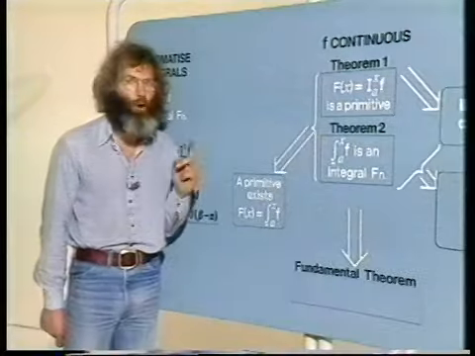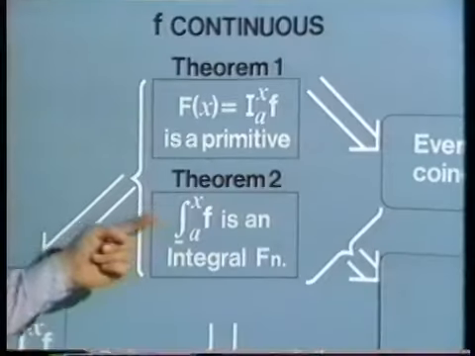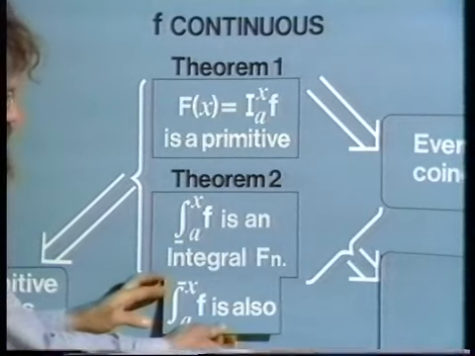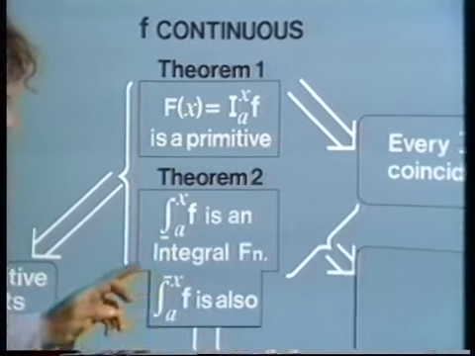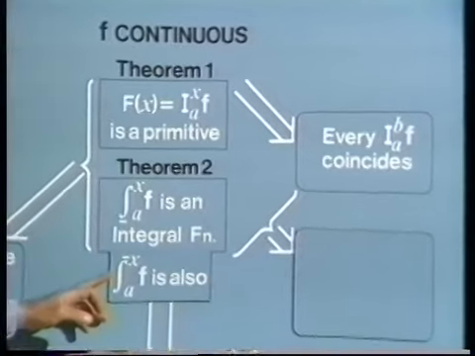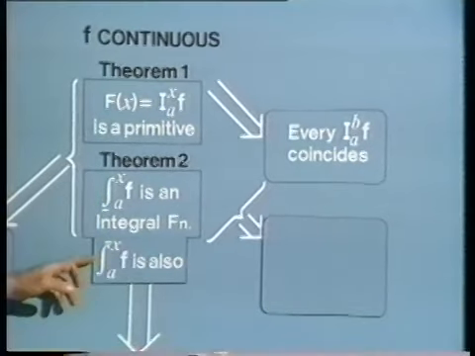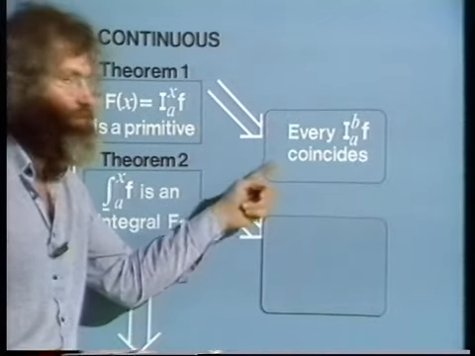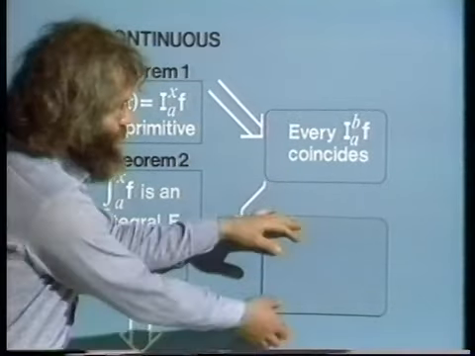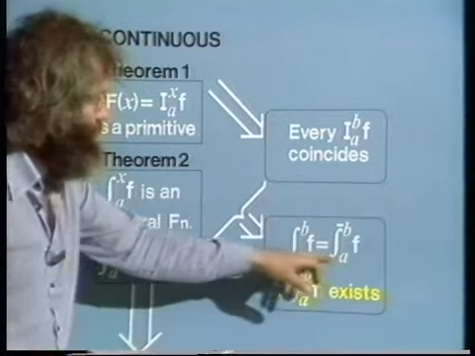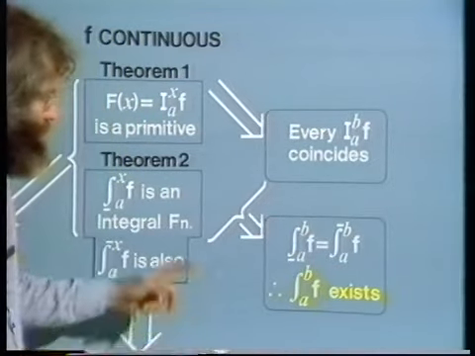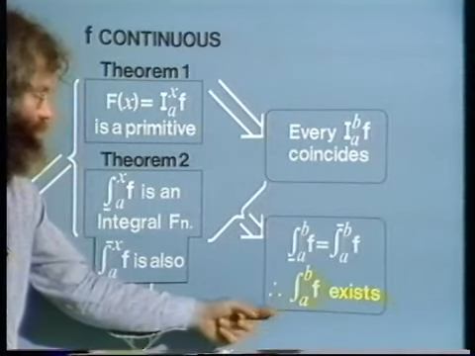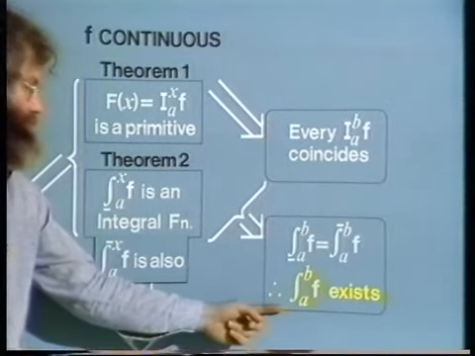But we've actually done a lot more than that, because the argument that shows that the lower integral is an integral function works with very little change to show that the upper integral is also an integral function. So the lower and upper integrals are both integral functions, and we know that any two integral functions coincide. So the lower and upper integrals coincide. But that's exactly what we mean by the Riemann integral existing. In other words, we've proved that the Riemann integral exists.